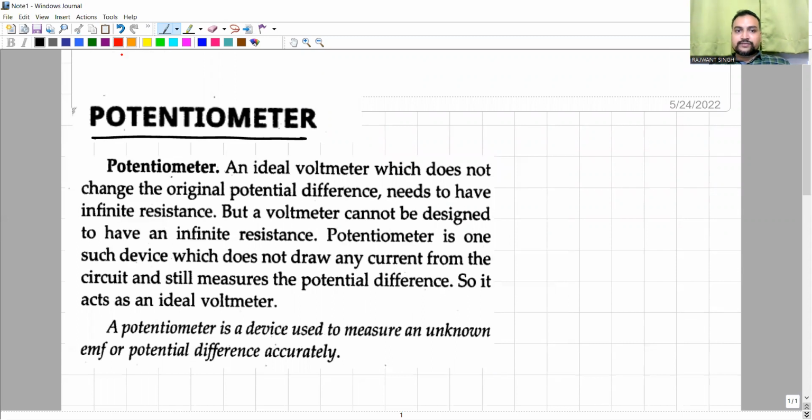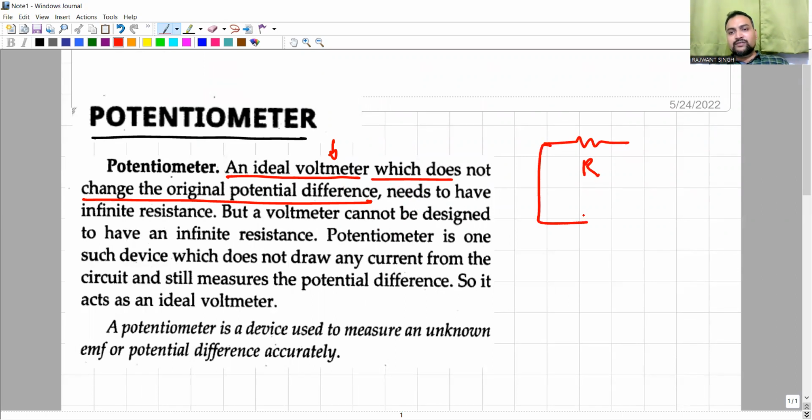So what is a voltmeter? Now, what is an ideal voltmeter? You have done voltmeter before in your previous classes as well, which does not change the potential difference. So let's go through the voltmeter concept once. You remember that voltmeter was something like this.